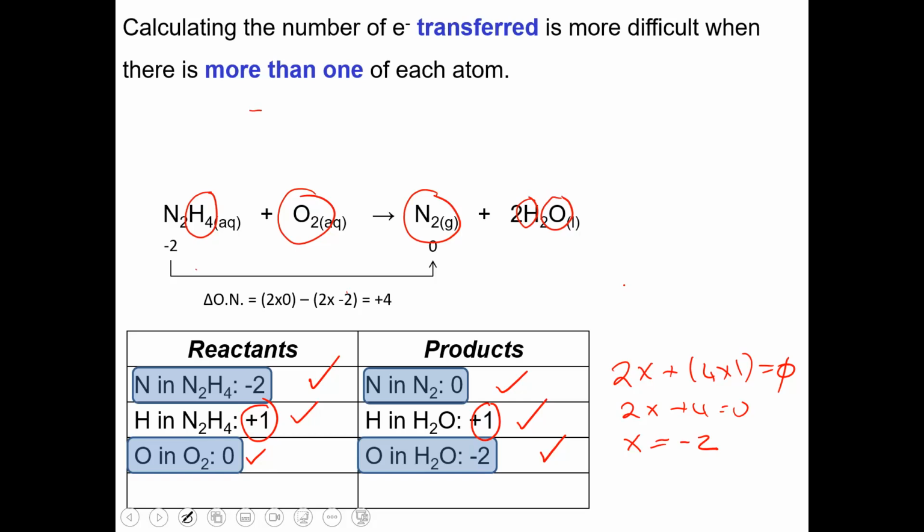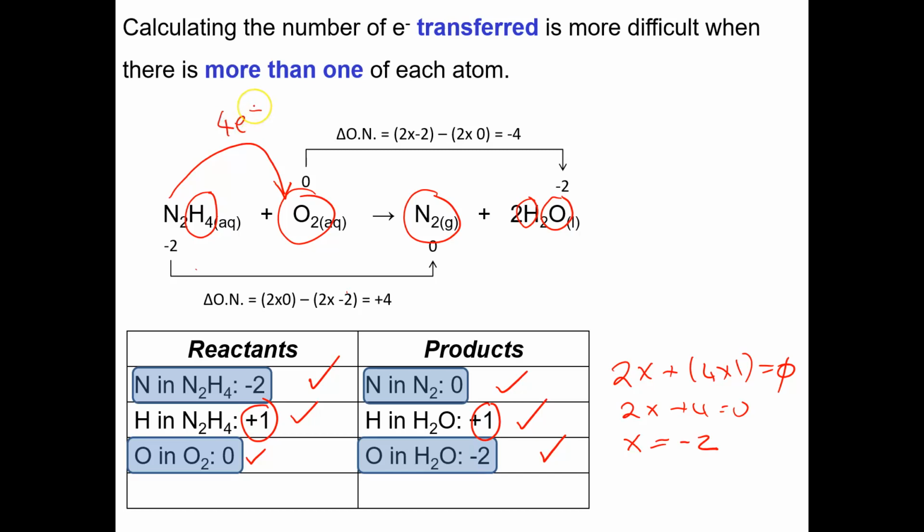Now, we have two nitrogen atoms that change their oxidation number by 2. So that means, well, 2 times 2, that 4 electrons were lost by those nitrogen atoms. Similarly, we have 2 oxygen atoms that change their oxidation number by 2, and so that indicates that 2 electrons were gained by each of those oxygen atoms, giving a total of 4 electrons being gained. So in reality, what happened was that 4 electrons were transferred from our N2H4 molecule to our O2 molecule.